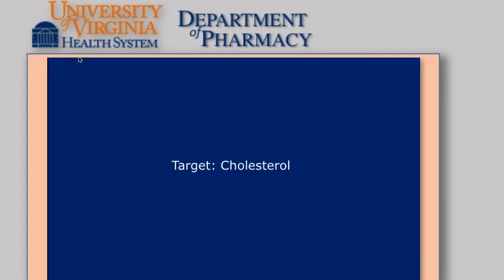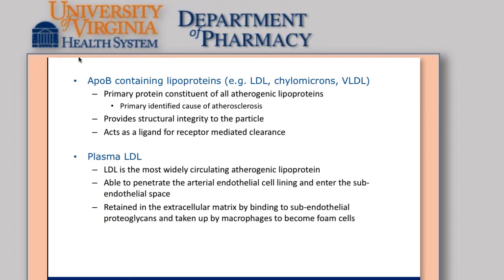So first we're going to talk about cholesterol. So when we talk about cholesterol, our targets are going to be apolipoprotein B containing lipoproteins. So that's your LDL, your chylomicrons, and your VLDL. Apolipoprotein B is the primary protein constituent of all atherogenic lipoproteins, and those atherogenic lipoproteins are the primary identified cause of atherosclerosis. ApoB provides a structural integrity to the particle and also acts as a ligand for receptor-mediated clearance.